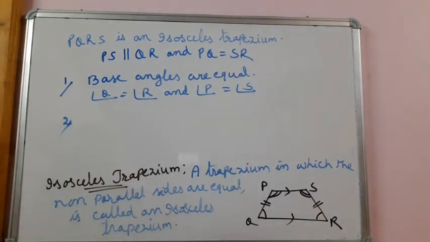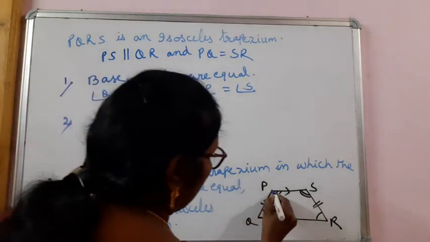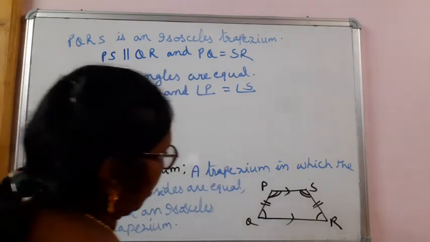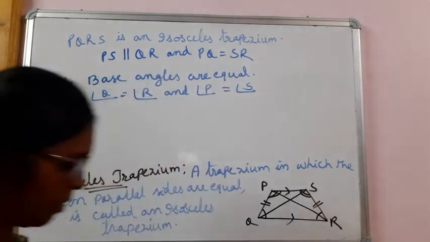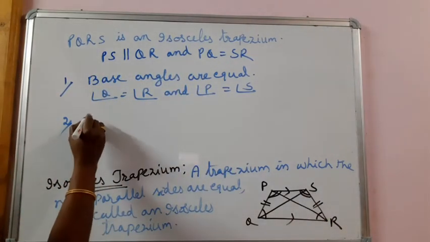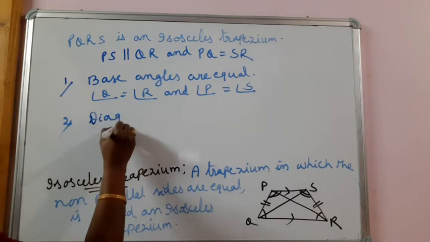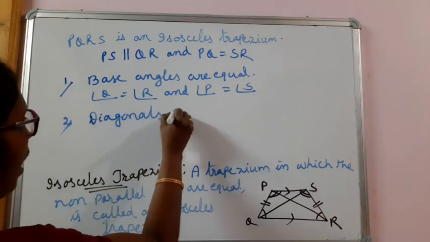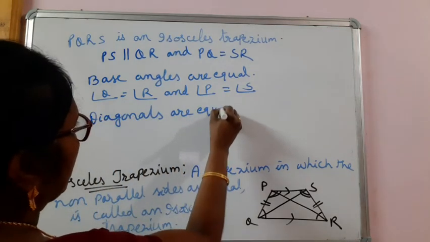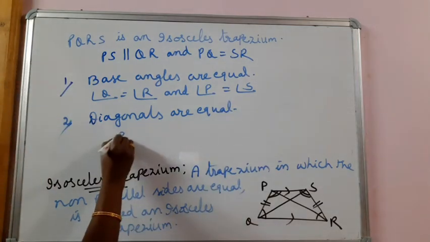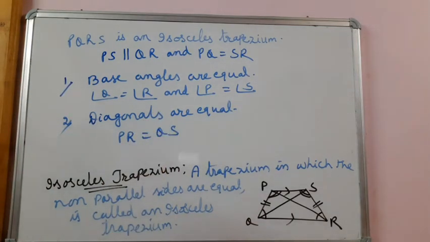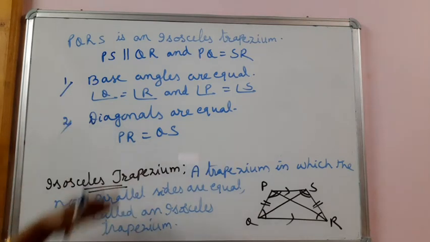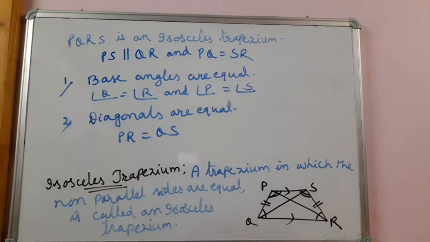And the second property is the diagonals are equal. PR is equal to QS. In an isosceles trapezium, both the diagonals are equal. So in this scenario, the diagonals PR and QS are equal. Okay? This is all about trapezium.